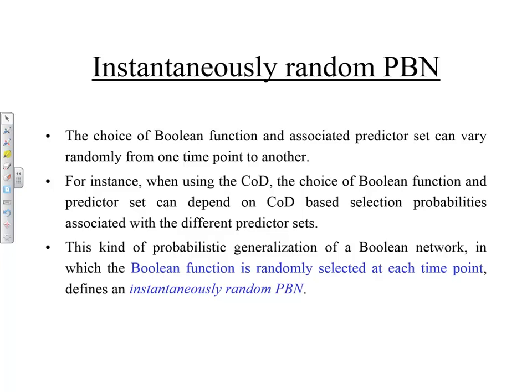The one with the highest COD. So for each gene, let's say you have four different sets of predictors. Then for predictor set number 1, let the probability associated with that getting picked be its COD divided by the sum of the CODs of all the predictor sets for that gene. You would always use the same one because the COD doesn't change.